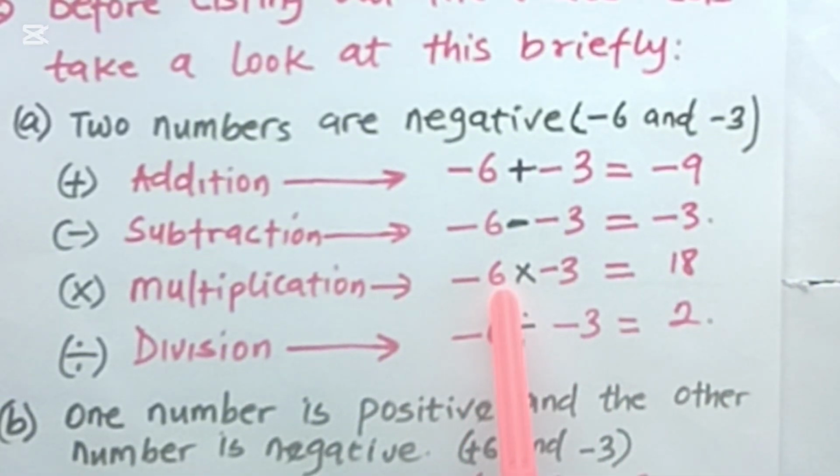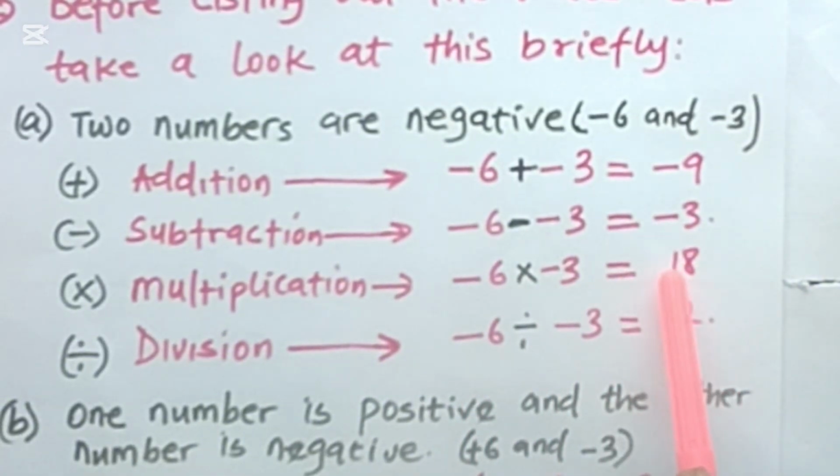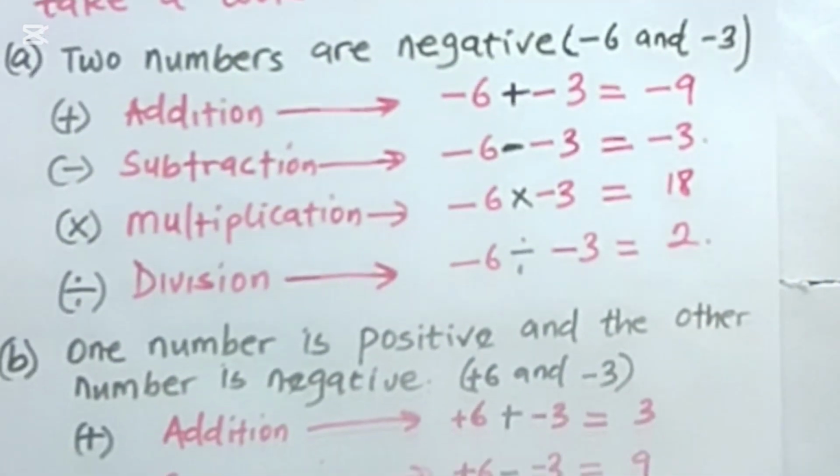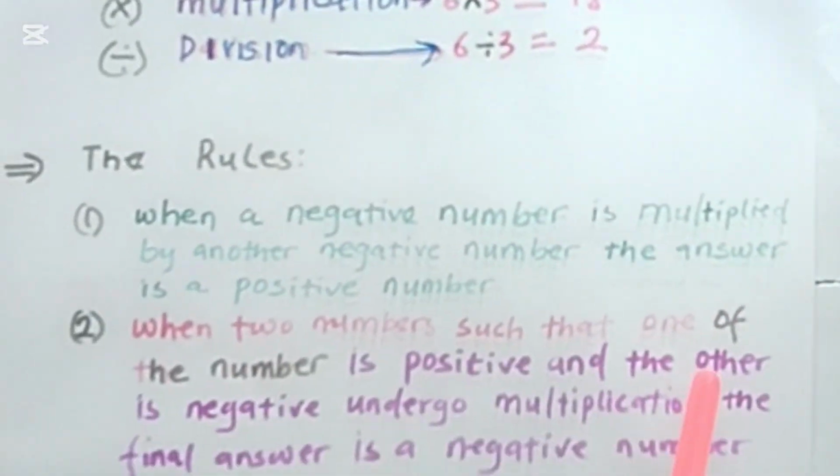So 6 times 3 is equal to 18. The fact that the two of them are negative numbers means we should have it at the back of our mind that the final answer must be a positive number. Remember, 18 is a positive number because whenever you see a number written without any sign in front of it, it indicates that that number is a positive number. So that is all about the first rule.